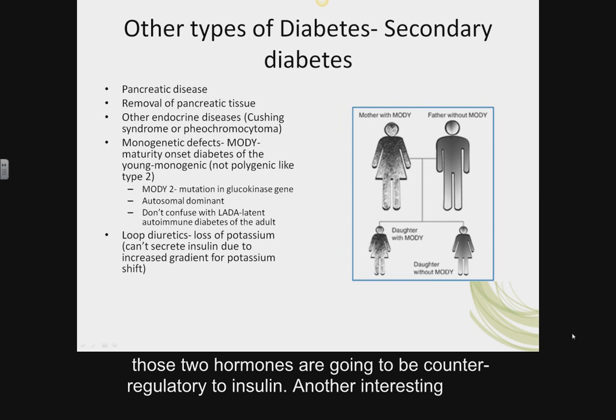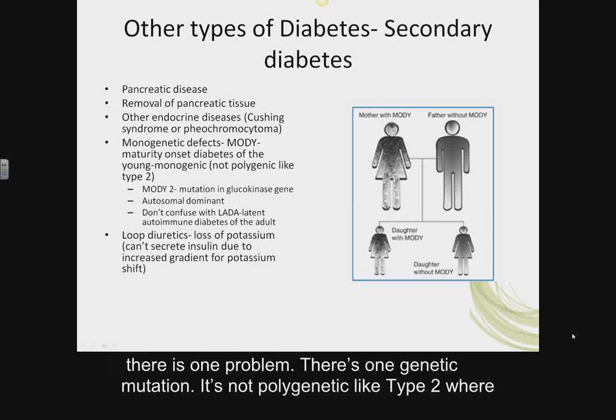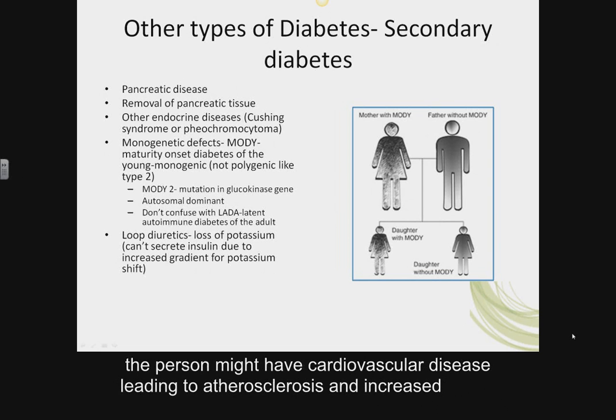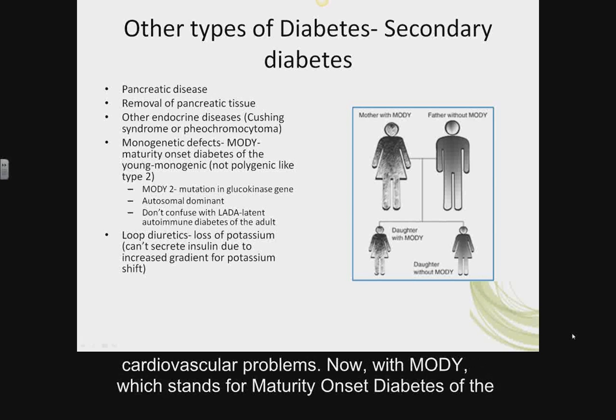that these two hormones are going to be counter-regulatory to insulin. Another interesting type of diabetes is the monogenetic defects. By that I mean, in these types of diabetes, there's one problem. There's one genetic mutation. It's not polygenetic like type 2, where the person might have cardiovascular disease leading to atherosclerosis and increased cholesterol. Polygenic means many genes that predispose a person to having the cardiovascular problems.